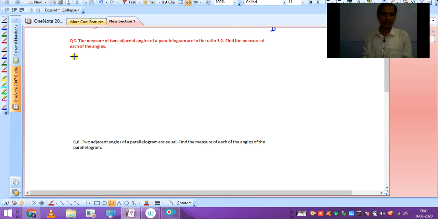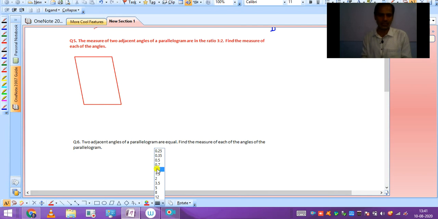Now according to the given information that adjacent angles, so I hope you know about adjacent angles. Adjacent angles are, let me write the names of the angles. So this is angle A, B, C and D. Okay, this is our parallelogram, and A and B both are adjacent angles because they share a common line segment. Similarly B and C are also adjacent, C and D adjacent, and D and A also adjacent.